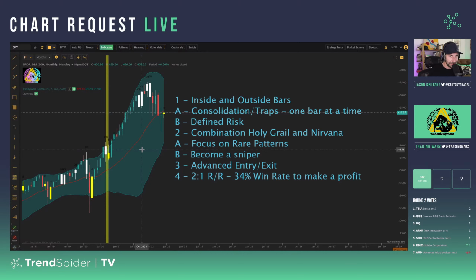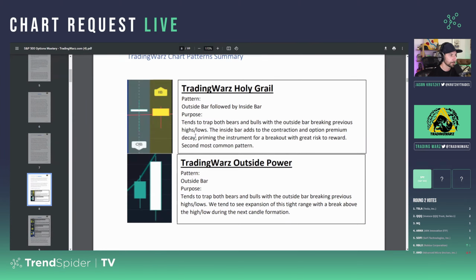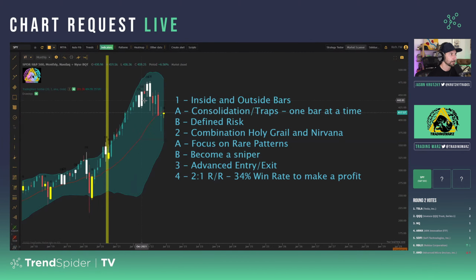Great. Yeah, so the way that I generally do it, and kind of like a little bit of an introduction, is I have this little summary here from my book. It's also on my Twitter, of the patterns that I look for. So I have basically 5 patterns, and some of them are extremely rare and some of them are more common. So this is a holy grail pattern, which is an outside and an inside bar. Just for reference, outside bars are in white, inside bars are in yellow. So this is one of my rare patterns.